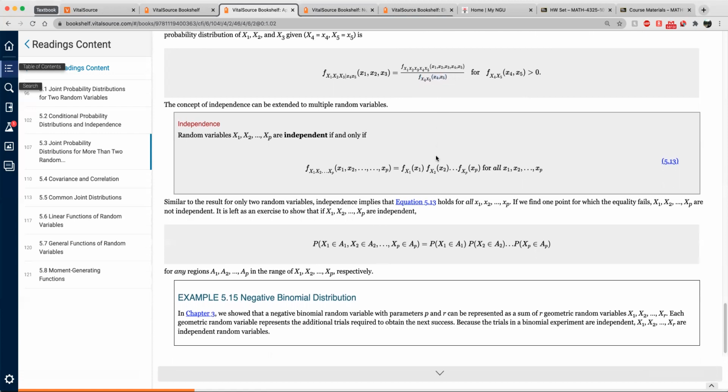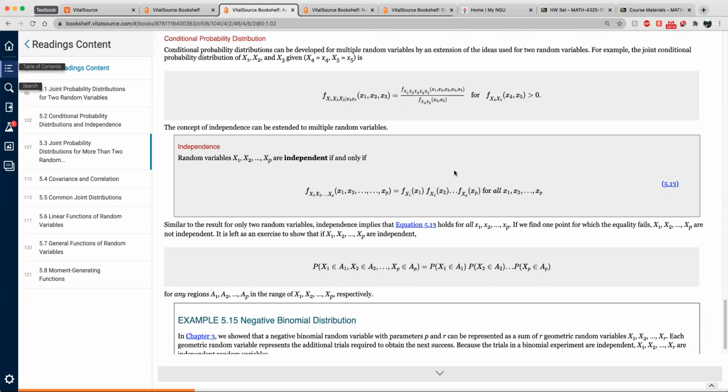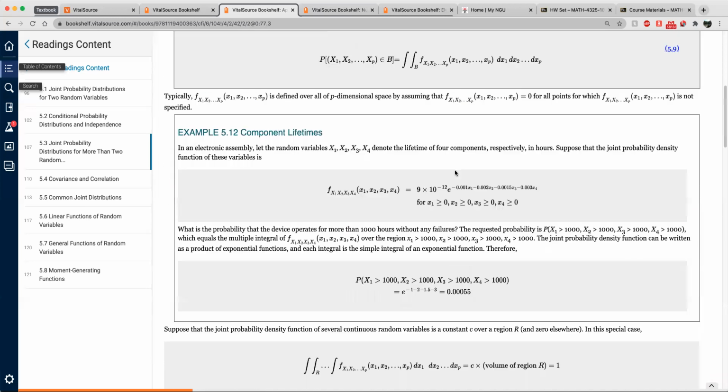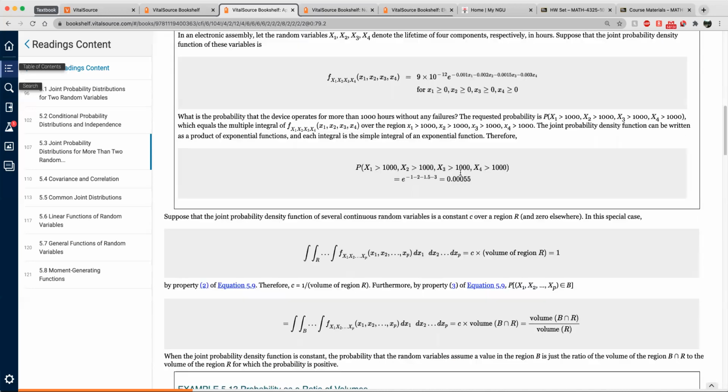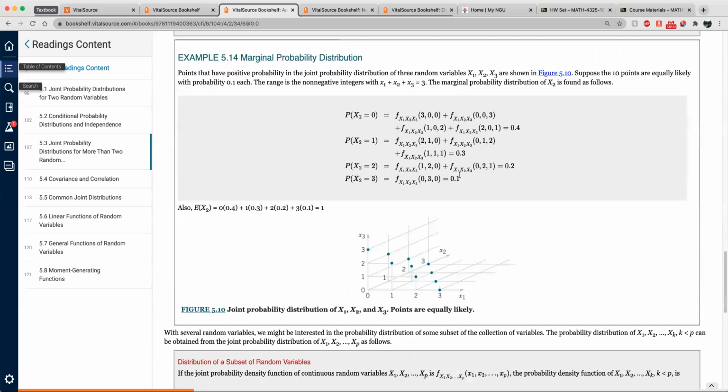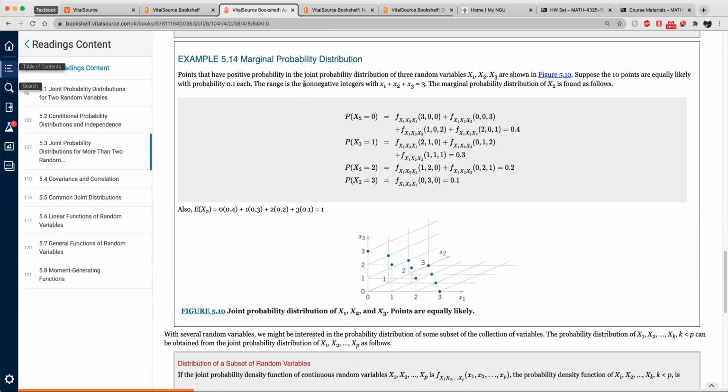And then independence. If random variables are independent, the joint PDF can be expressed as a product of the PDFs of the single random variables. And this is really nice, right? That's section 5.3. Most of the formulas are just straightforward extensions of the joint PDF to multiple random variables, so I don't think you're going to have big trouble understanding this. So let me stop here.